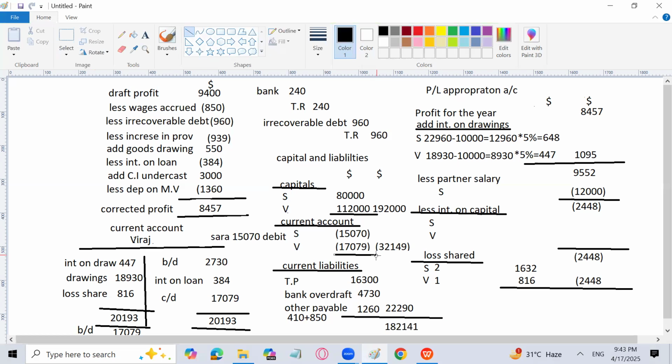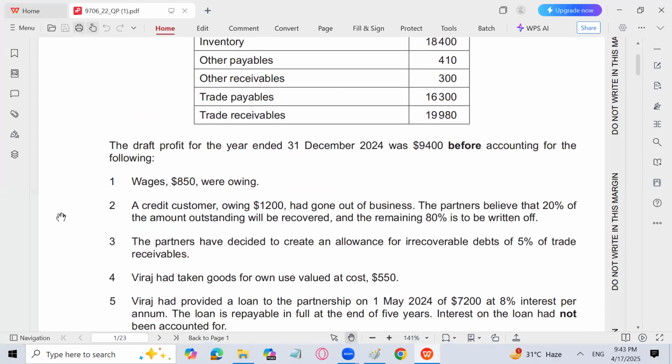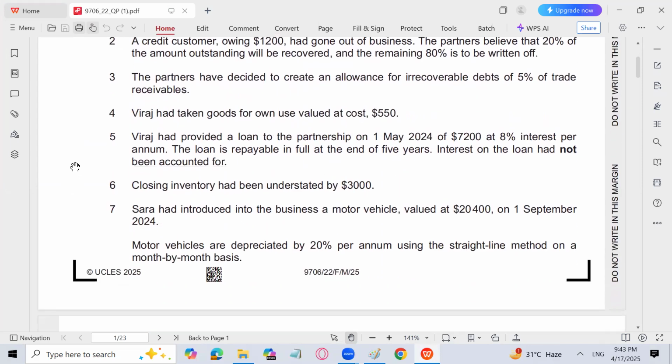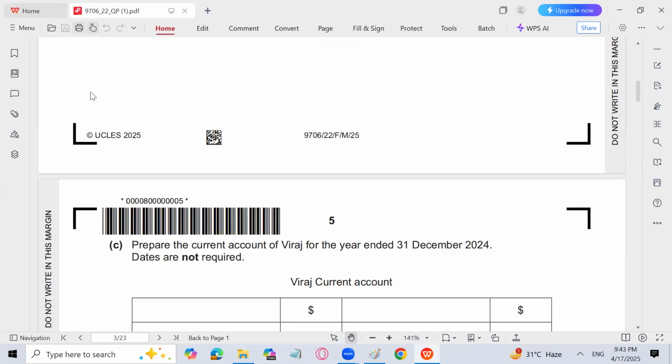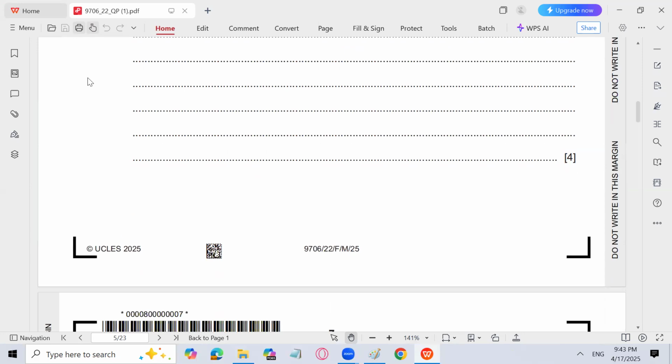Okay. So now let's have a look again at the question. Wages outstanding we are recording. Credit customer and allowance for doubtful debts will be subtracted from trade receivable, but the current asset section was not required. The balance will also be subtracted, but again the current asset section was not required. So that is our good luck, I must say, because the liability section is rather easy. That is why the liability section carries only 4 marks.